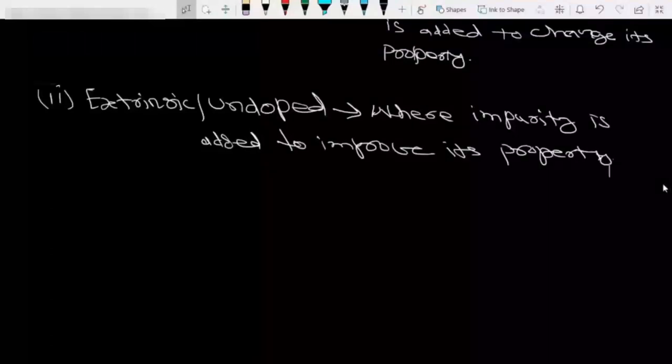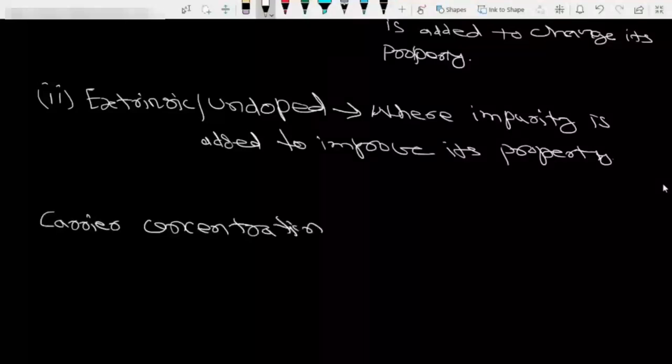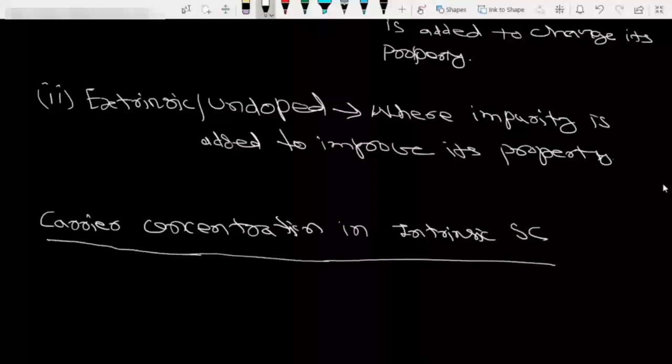So first let's make a calculation of this charge carrier, that is carrier concentration in intrinsic semiconductor. First we are taking intrinsic semiconductor, then we will move on to extrinsic semiconductor.